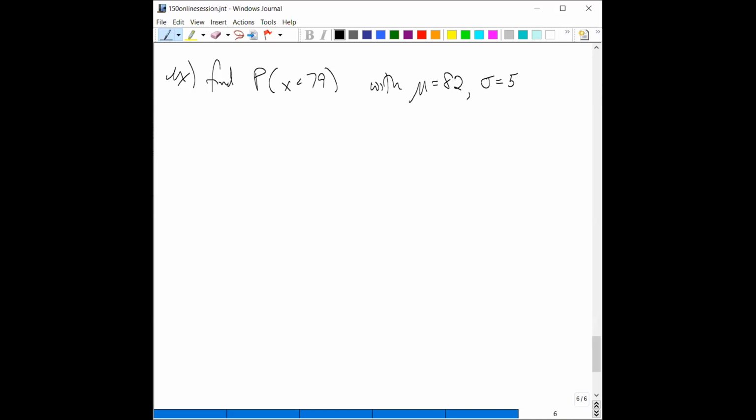The question said just find the probability that x is less than 79, with the population mean mu equals 82 and the population standard deviation sigma equals 5. Okay, so the first thing I'll say is that in order to answer this question, the question is missing a piece of information. You must know the shape of the distribution.